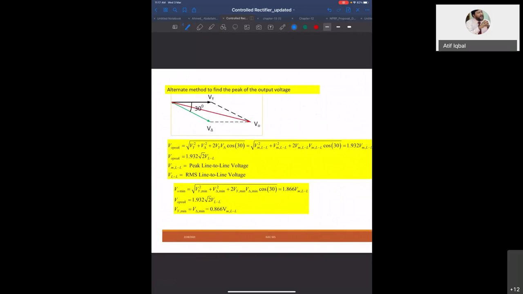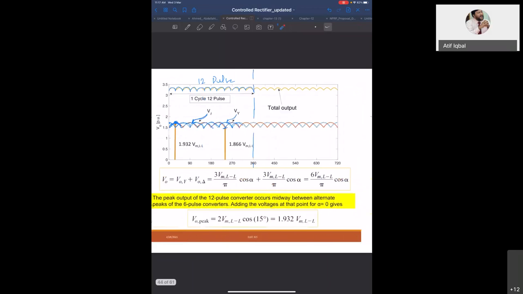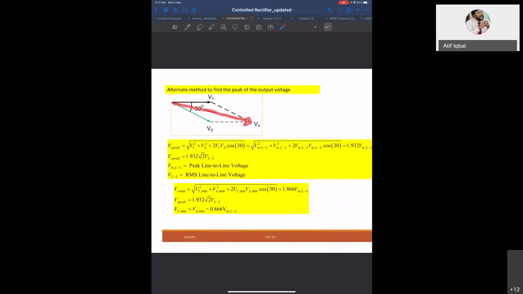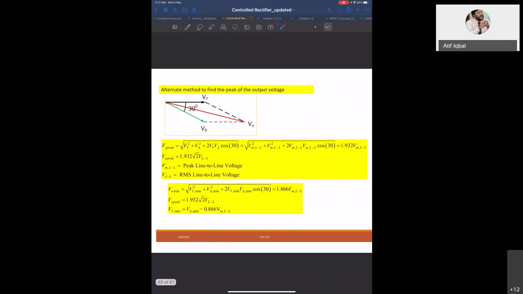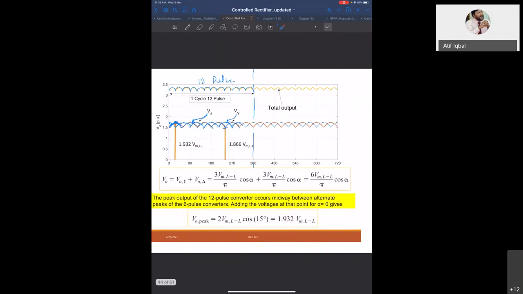This is my star output, and this is my delta output. Line voltages both are same, but delta is 30 degree lagging. And what I am doing is adding them. So when I add to get the output voltage, one is star, another is delta, and this is my resultant. Now, when you add this, you get the square root of star squared plus delta squared plus 2 star delta into cos 30 degrees. And when you do this graphically, you see that it is 1.932 VM line to line. This is the peak value.